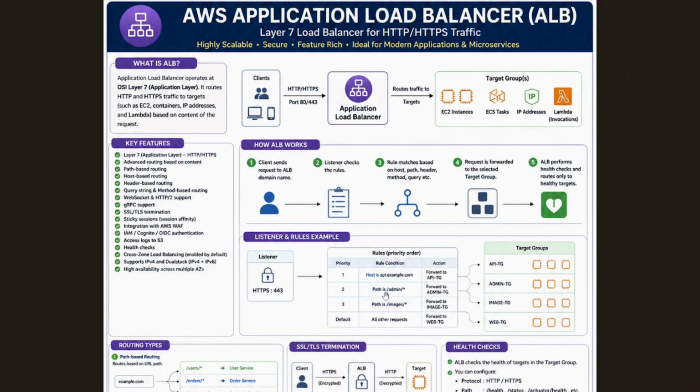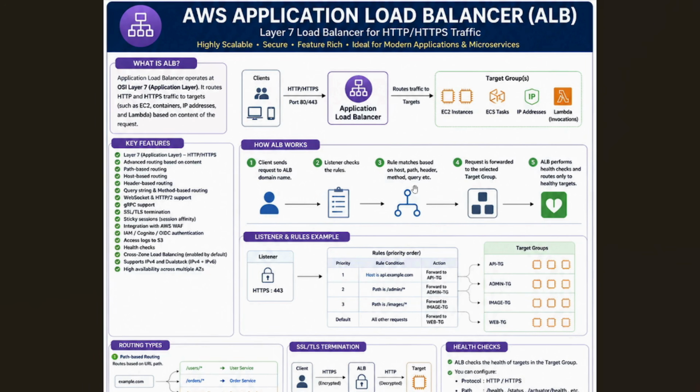Then we have path-based routing. Path-based is basically slash admin star, slash image star. It will hit based on the rule that you have set. It will hit one of the target groups, and then the request is forwarded to the selected group that we have spoken about. So just keep that in mind.